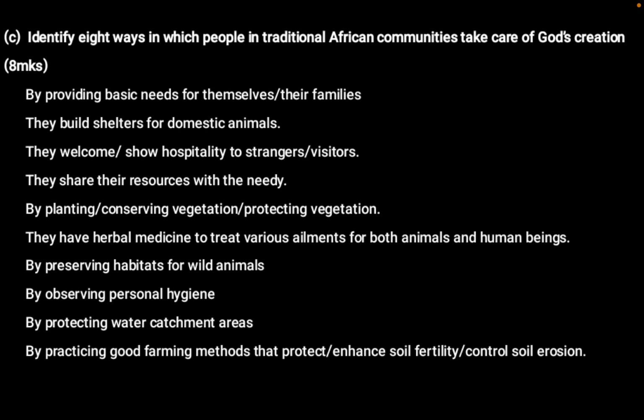Conserving vegetation. Observing personal hygiene. By protecting water catchment areas. And also they practice good farming methods.